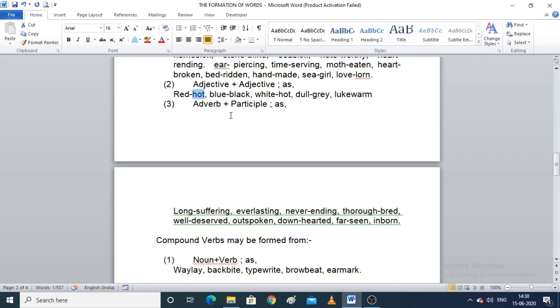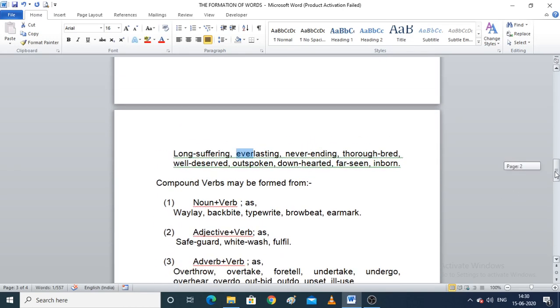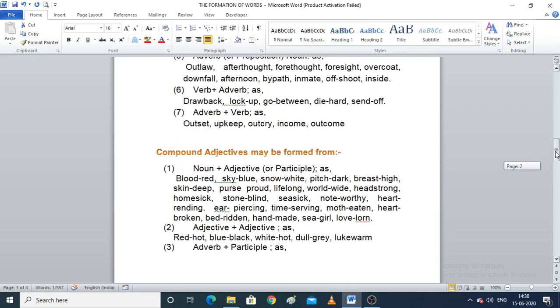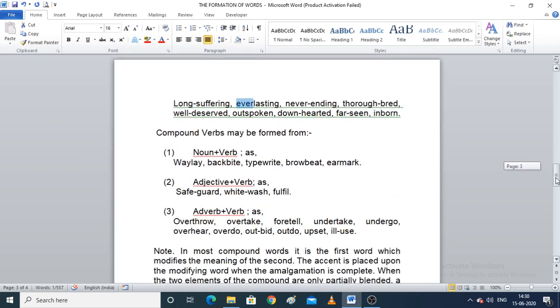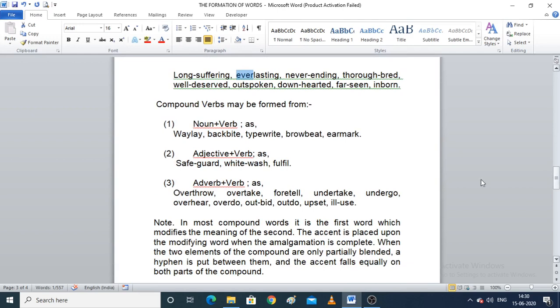Adverb plus participle. Long is an adverb, whereas suffering is a participle. Ever is an adverb, whereas lasting is a participle. Now we are done with compound adjectives. We will learn about compound verbs.